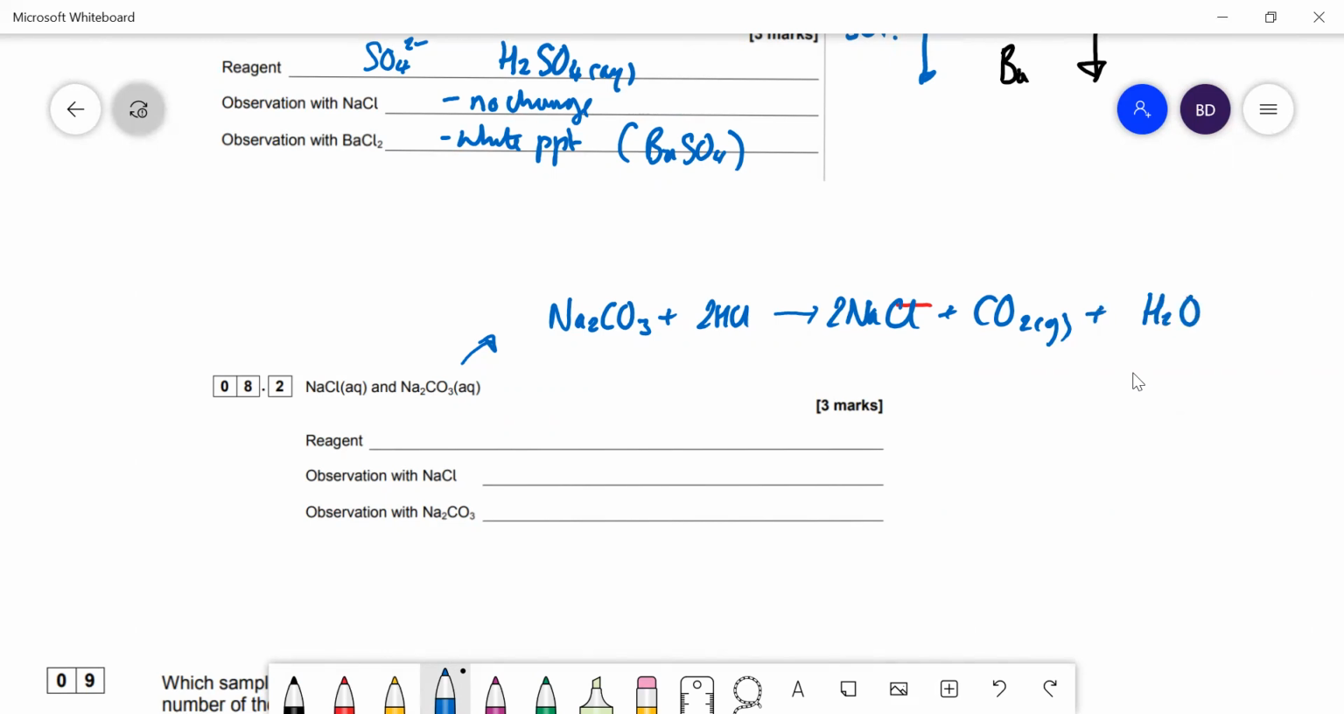You add acid to sodium chloride, nothing will happen. So the acid you're going to add here, probably hydrochloric acid, sulfuric acid or nitric acid would be fine. Sodium chloride, no change. Observation of that, effervescence, which is fizzing. Okay.